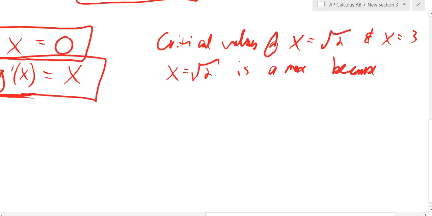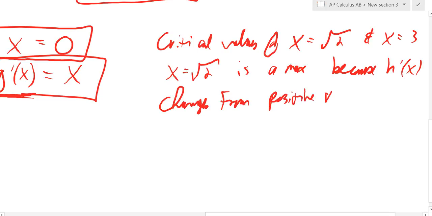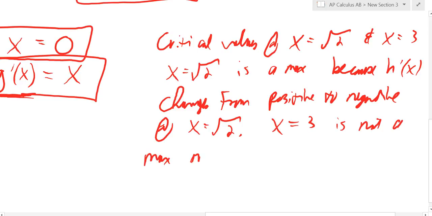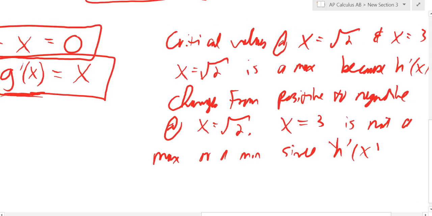And you say that because, don't say the derivative, name the function we're talking about. H prime of x. We're talking about the derivative of h. Because h prime of x changes from positive to negative at x equals root 2. Cool? Then you write the same thing for 3, but it's not changing sign at 3, so you're going to say neither. X equals 3 is not a max or a min, since h prime of x does not change sign.